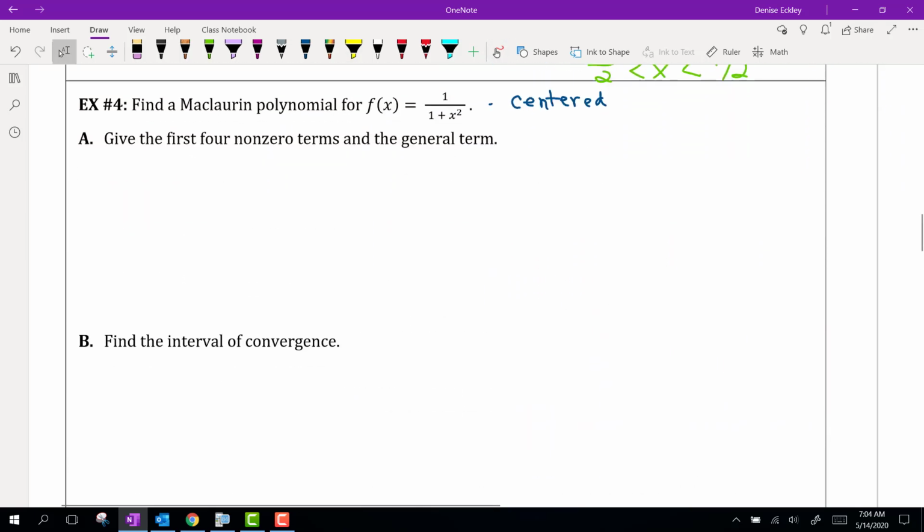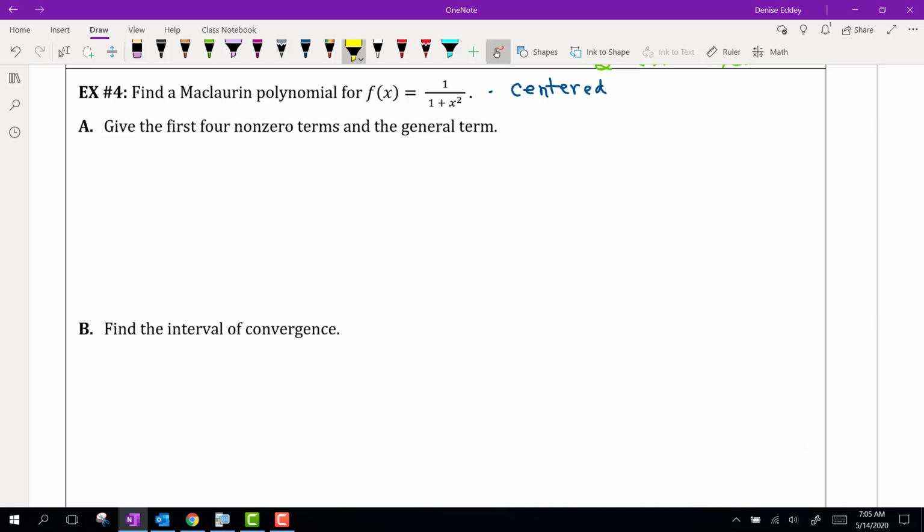Okay, so how we're going to start this is we are going to just write it out, make it look like a geometric series, and use the geometric series form of an infinite series to write this. So let me just write that up there. We want it in this form, 1 over 1 minus r, because that's the sum, so we can use this series.